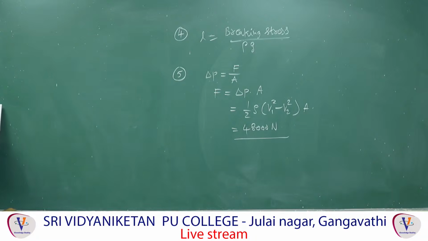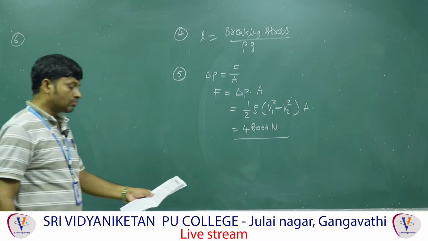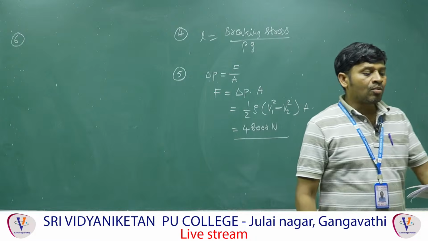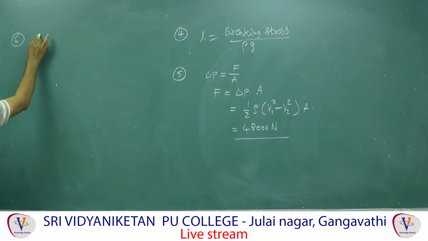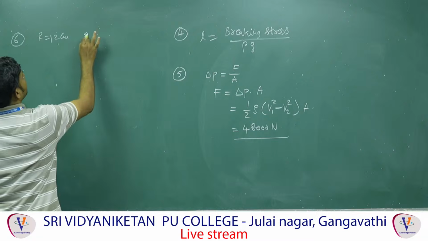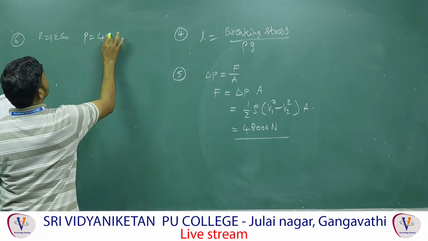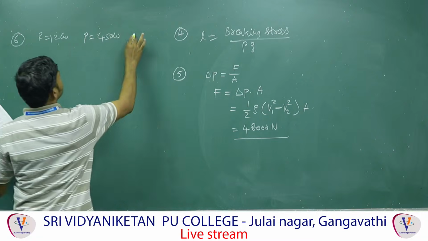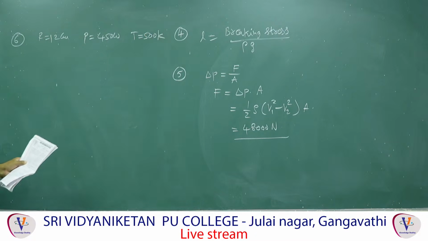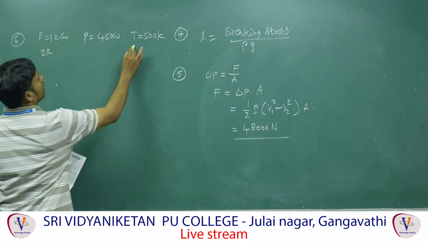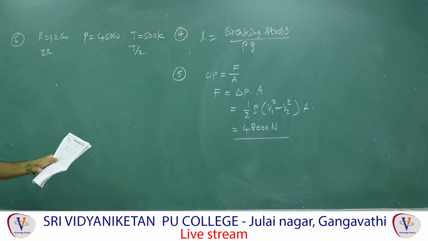Now problem number 6. A spherical black body of radius R, 12 centimeters, has a power of 450 watts at a temperature of 500 Kelvin. If the radius is doubled to 2R and the temperature is halved to T by 2, what is the power?